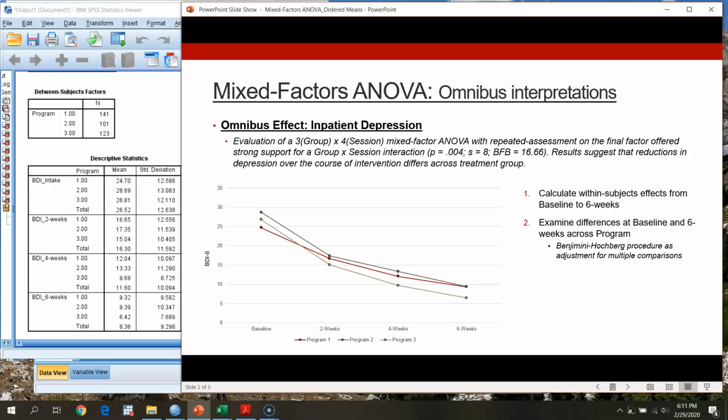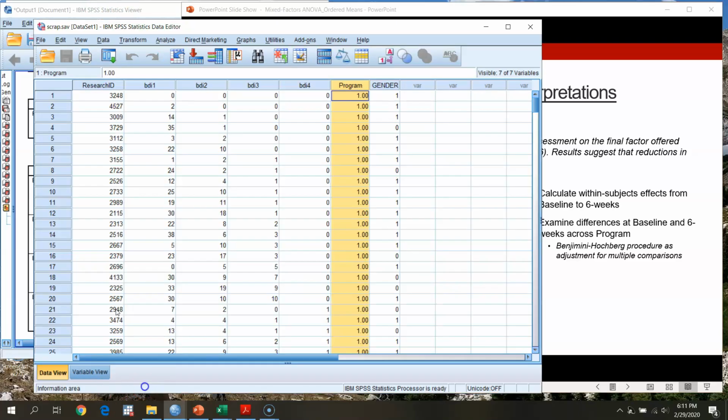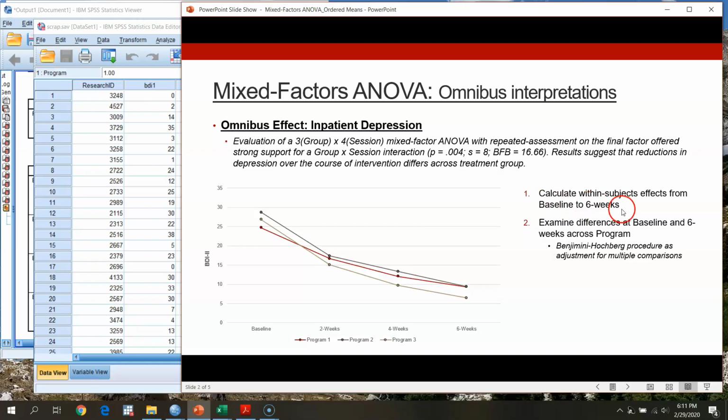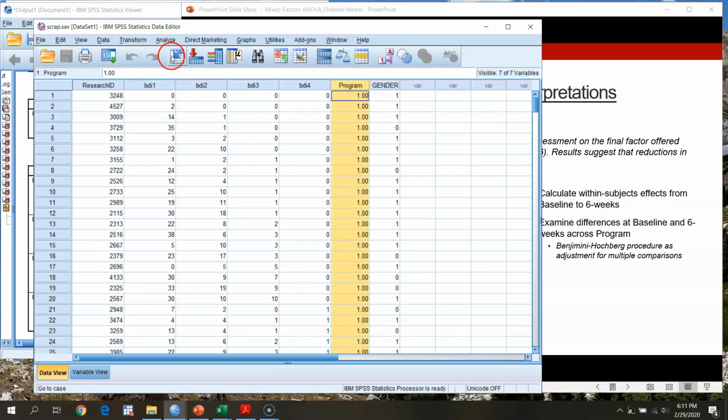There's an infinite number of combinations, well, not infinite, but many different ways we could go about this, but this is maybe something that makes a little bit of theoretical, practical sense, and so this is the approach we'll take in this example. Okay, so let's go back to our data. Our first thing we want to do is look at within subjects effects from baseline to 6 weeks within each treatment. Okay.